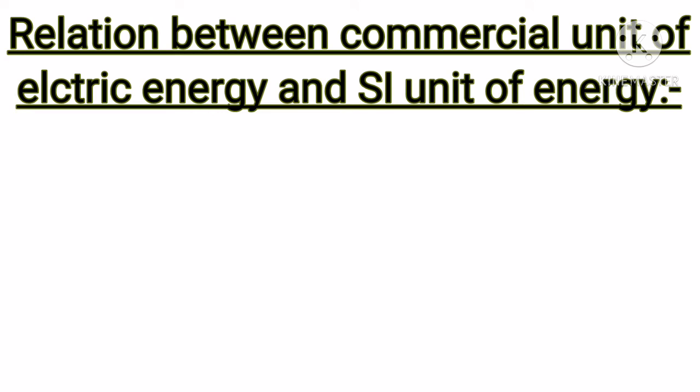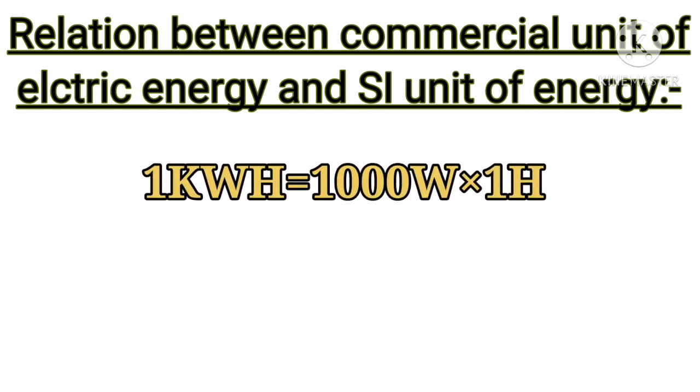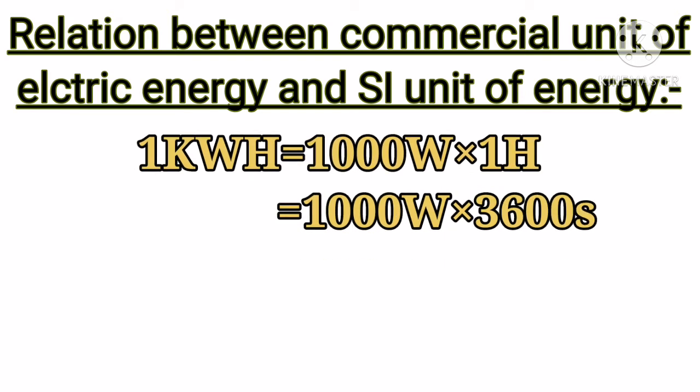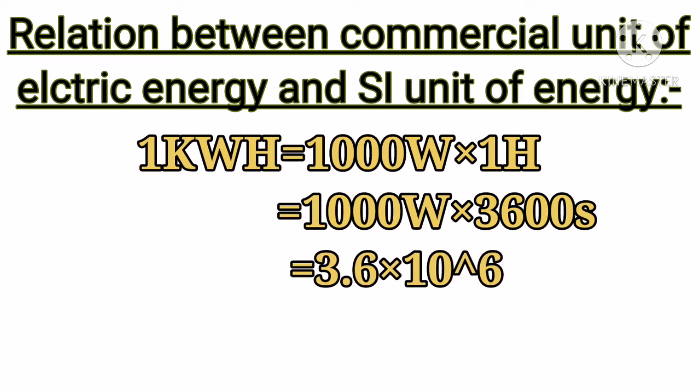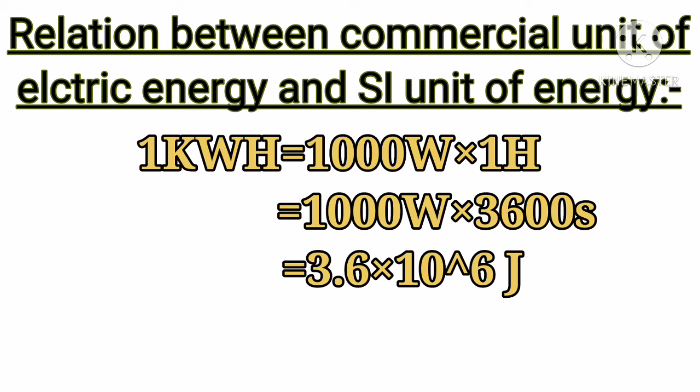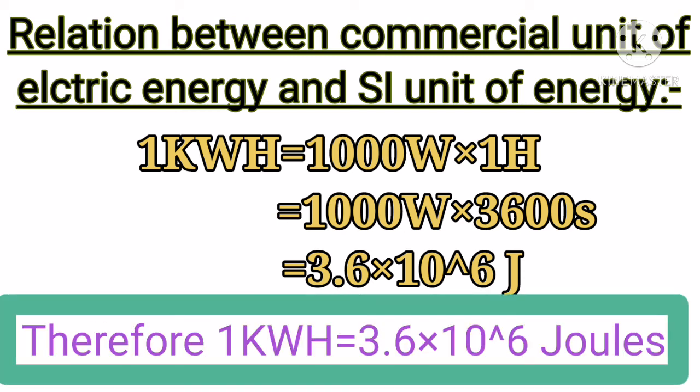Relation between the commercial unit of electric energy and the SI unit of energy. 1 kilowatt hour is equal to 1000 watts into 1 hour. Since 1 hour is equal to 3600 seconds, therefore 1000 watts into 3600 seconds, that is 3.6 into 10 to the power 6 joules. Therefore, 1 kilowatt hour is equal to 3.6 into 10 to the power 6 joules.